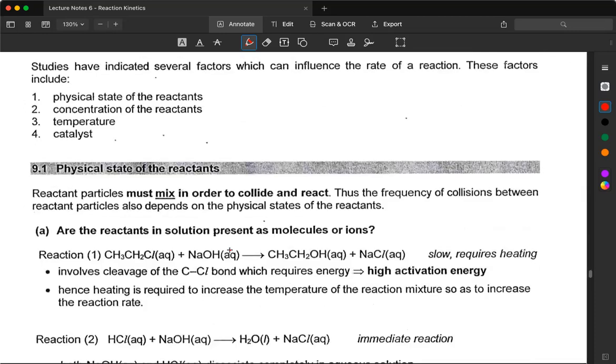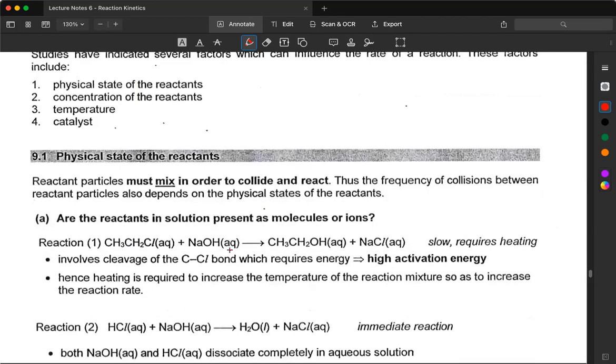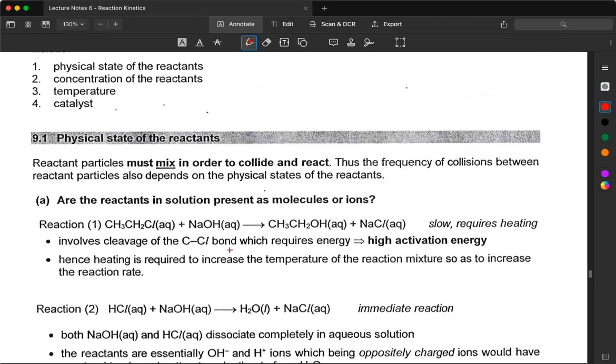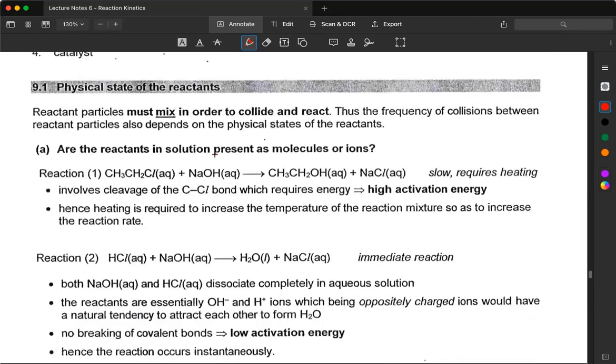Okay, so the physical state. Reactant particles must meet in order for them to collide and react. So the frequency of collision will very much depend on the physical state. So are the reactants in solution present as molecules or ions? If you have this reaction, it is slow, because you have to understand why: you have C-Cl bonds here. This bond is of high bond energy, meaning high activation energy.